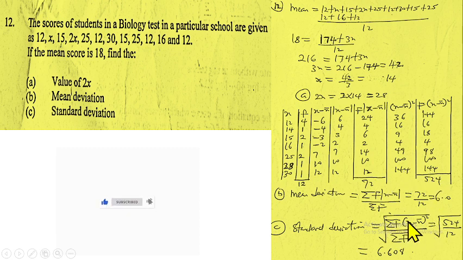Then you have to sum it together. Summation means sum it together. You sum this together and it will give us 524. So if you put that into the formula, you have the square root of 524 divided by summation f, which is 12, and that should give us 6.608 when you simplify it properly. So that is the solution for this question number 12 as well.